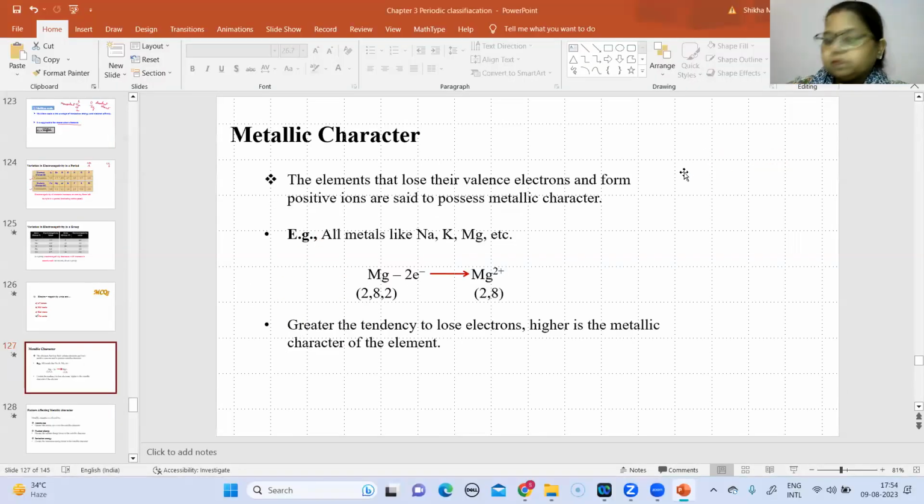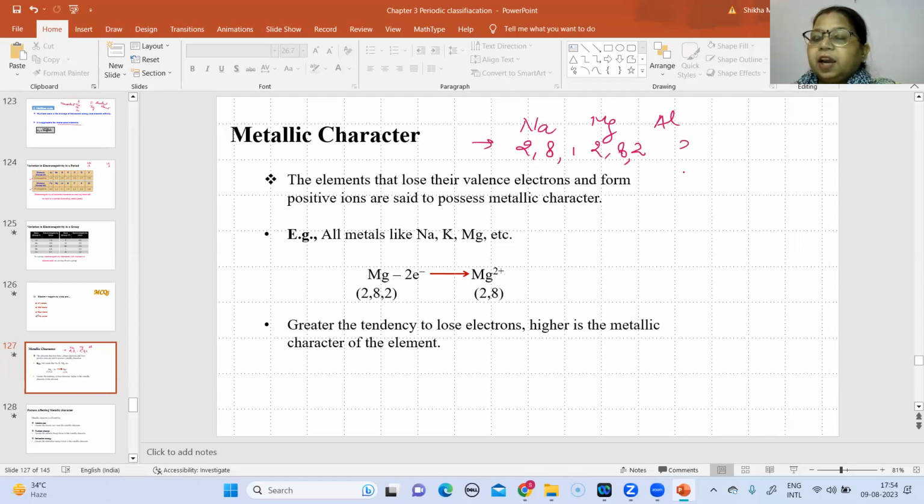Between sodium, magnesium, and aluminum, which will be more metallic? I'm putting my question in a different way. Sodium gives out 1 electron. It gives out 2 electrons. And it gives out 3 electrons. So which should be more metallic, sodium or aluminum? I believe the question is clear to the class.